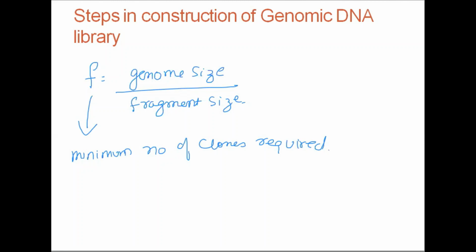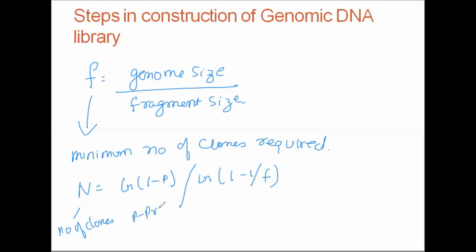And you can also calculate the probability of any DNA sequence in a random library of n independent recombinants. So this can also be calculated by N is equal to ln(1 minus P) divided by ln(1 minus 1/F). Here N is your number of clones, and P is the probability that the given gene is present. So this was about a few steps.